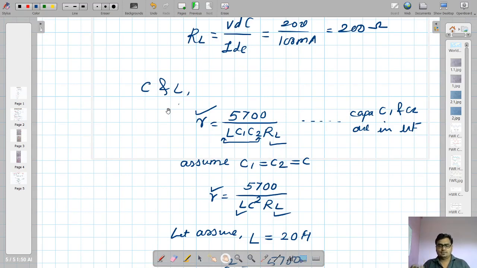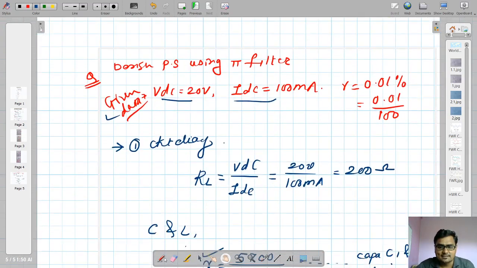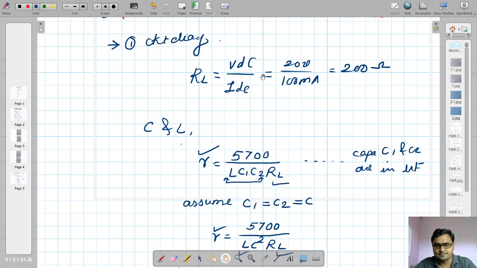That's it. And this is the design of a full wave rectifier with a pi filter or CLC filter. Look at this, it is a pi filter or CLC type of filter. I think that much is okay about the numericals. Here we need to stop and conclude this chapter.